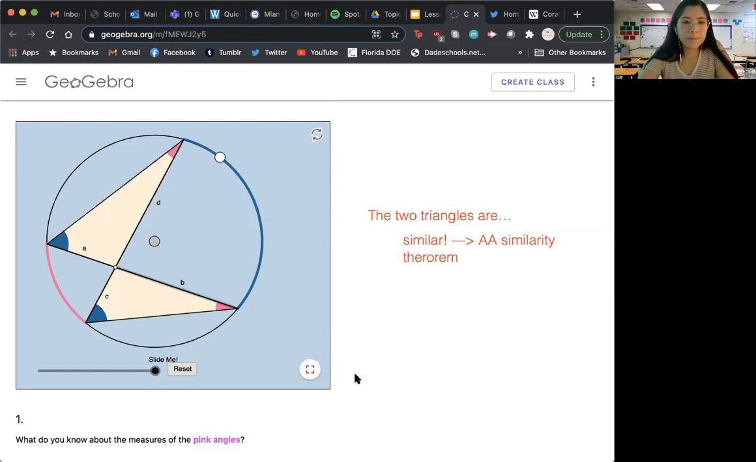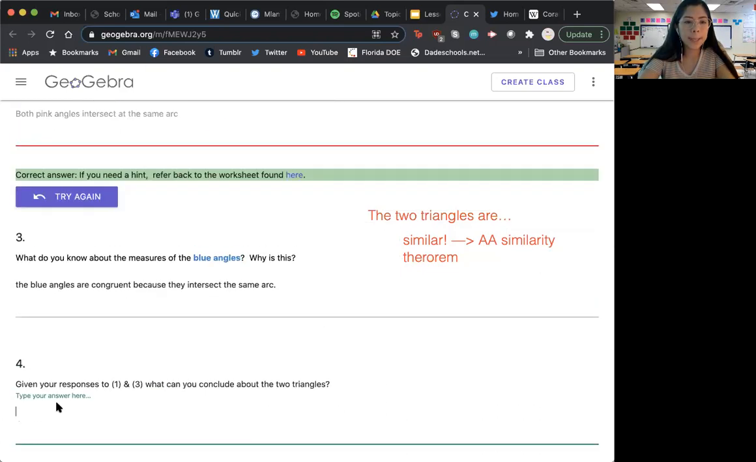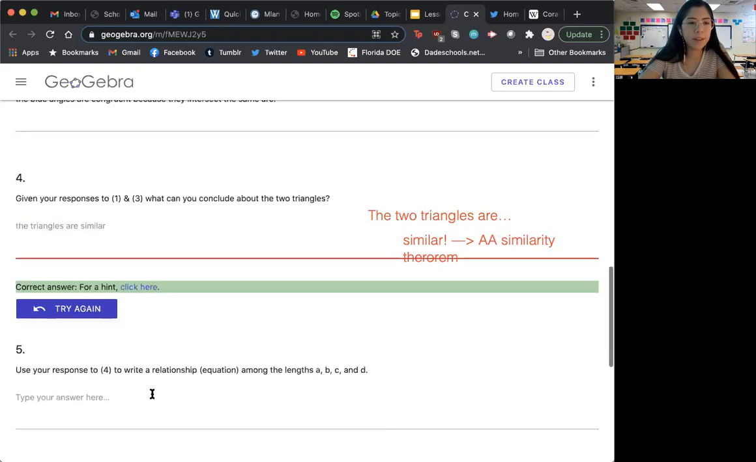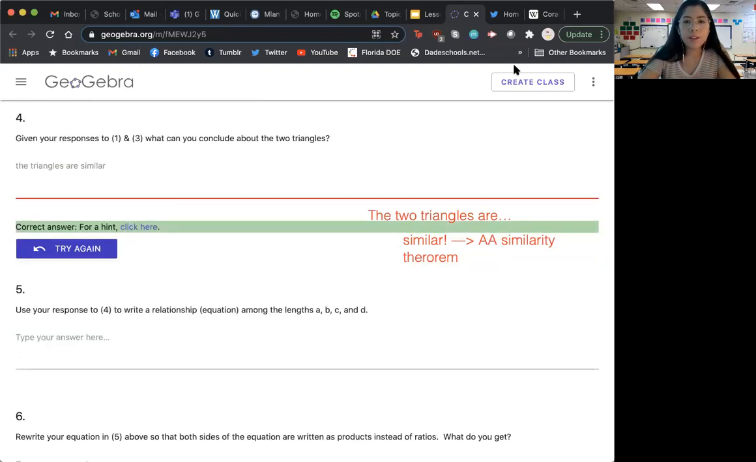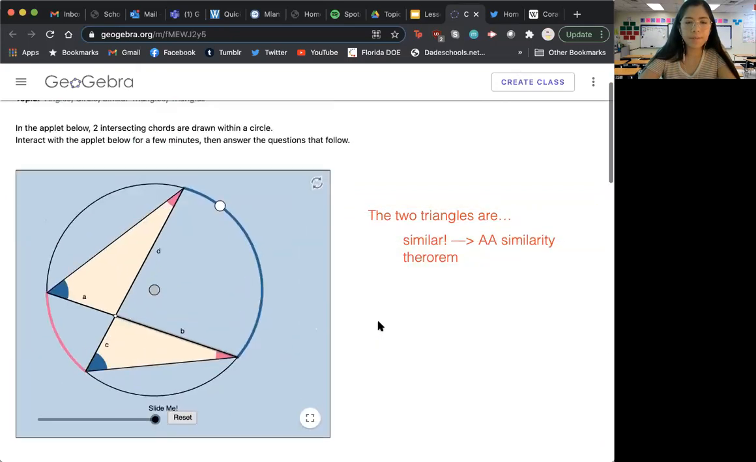Yeah, similarity. Okay, so now let's fill that in. Let's check. Cool. Now we're going to write a relationship between the lengths A, B, C, and D. Since I know that they're similar, I can set up a proportion. Think about what we know about proportions. We can set up a proportion between these two triangles using the side lengths. See if we can fill in the blanks.